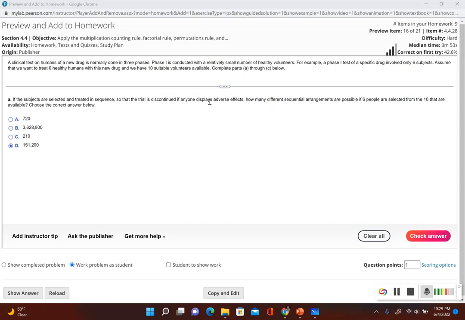But now, what distinguishes this from the combinations rule is it's telling us that the trial is discontinued if anyone displays adverse effects. So if we selected one person, they treated that person, and they display adverse effects, then they're going to stop the testing. They're going to stop the treating. So order does matter here. So we have to figure out how many ways can we choose 6 subjects out of 10 with order mattering.